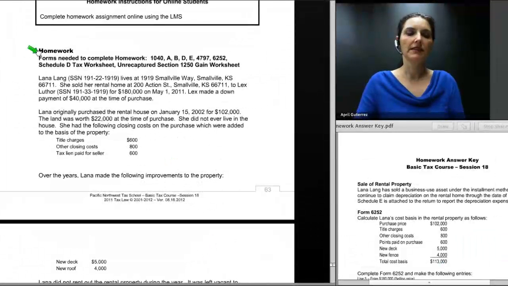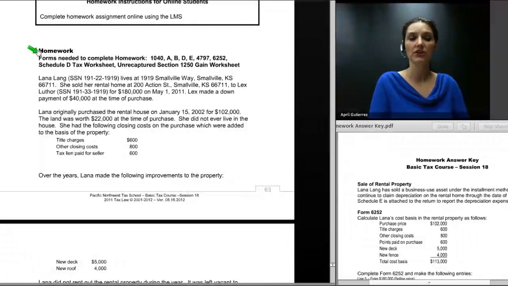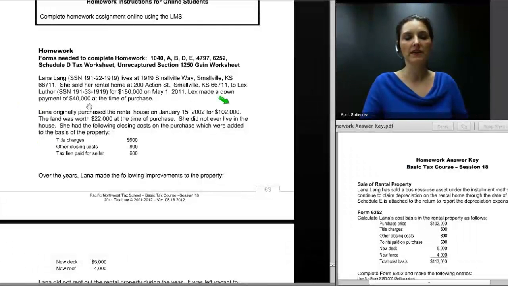And of course, for the homework assignment, we asked you to complete Form 1040, Schedule A, Schedule B, Schedule D, Schedule E, 4797, 6252, the Schedule D tax worksheet, and the unrecaptured Section 1250 gain worksheet, because Lana Lang sold her rental property on an installment sale. Lana originally purchased the property back in 2002 for $102,000. We provided you with her closing costs. We also tell you that she purchased the home for $102,000, and at that time, the land was worth $22,000.